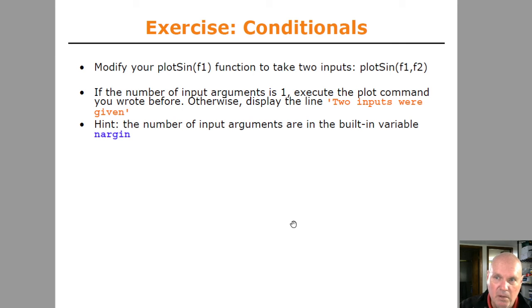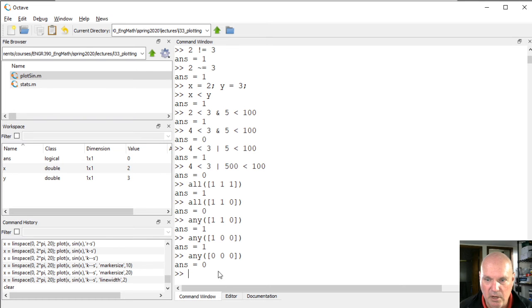Okay, so let's look at this exercise on how to use conditionals, and since I didn't really show any examples in the script, I'll show you how to do this. It says modify our plotsin function so that it takes 2 inputs now. If the number of input arguments is 1, it should do just what it did before. Otherwise, it's going to display the line '2 inputs were given', but not produce any output, not produce a plot or anything. And then we're given this hint: use the built-in variable nargin, which represents the number of arguments.